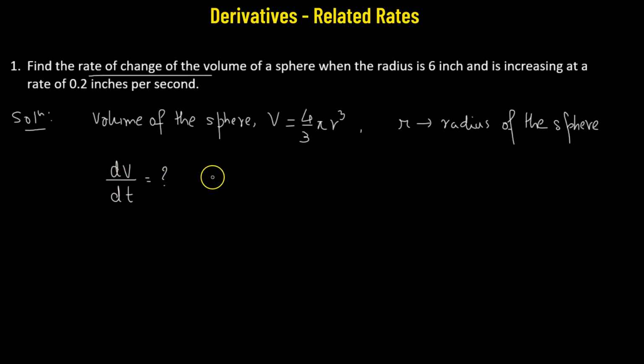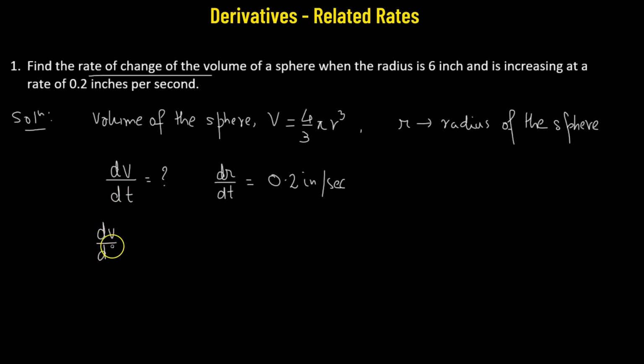Here it's also provided that the rate of change of radius, which will be the derivative of r with respect to time t, is given as 0.2 inches per second. That means the radius is increasing at this particular rate. Every 1 second it's increasing by 0.2 inches. So let's find out the rate of change of volume.